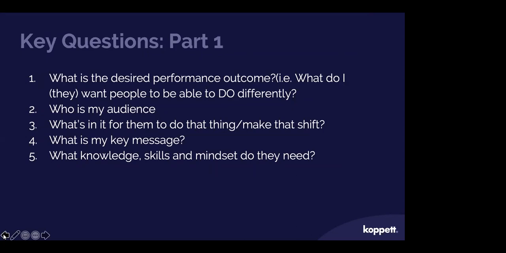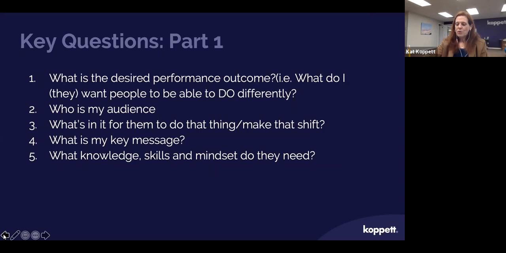Great. So let's just go through the questions. What is your desired outcome? I heard some of it in what you just said, but let's be really explicit. What do you want people to be able to do differently? What are the behaviors that you want them to be able to do differently when they come out of a program that you would do, assuming that you're going to do a program?